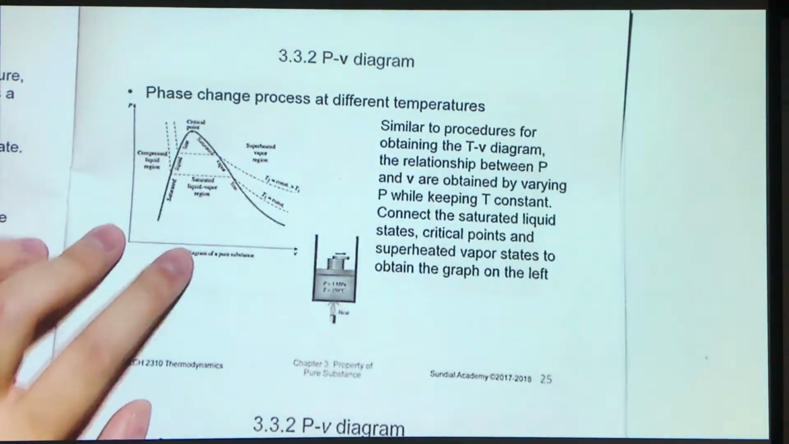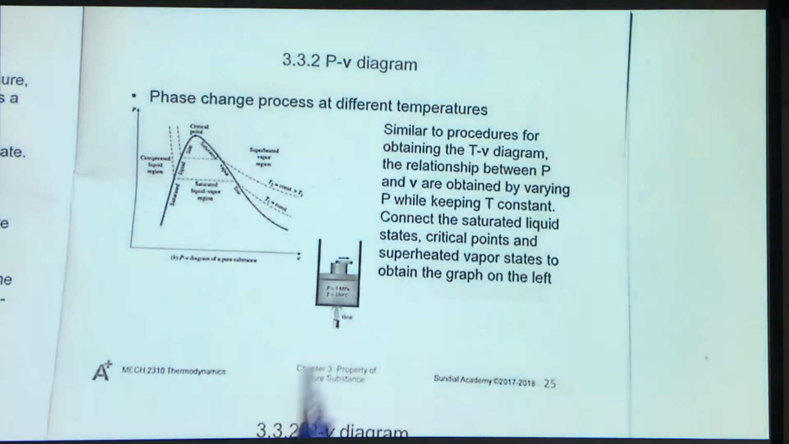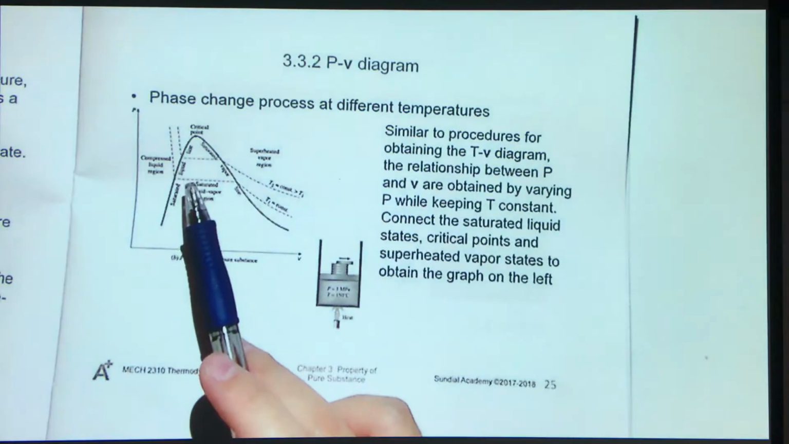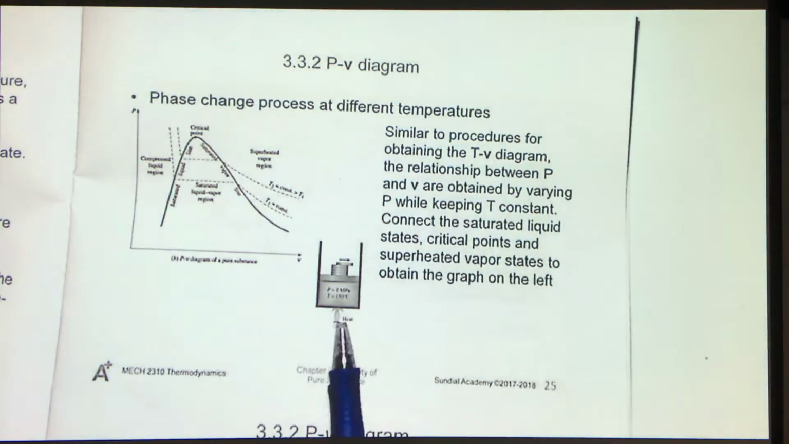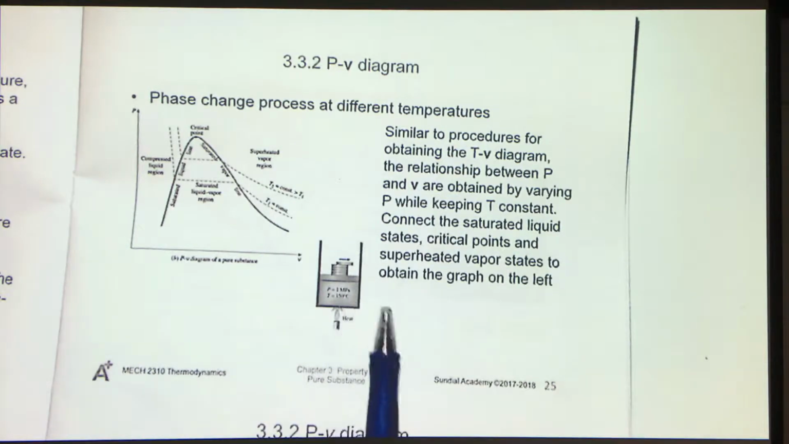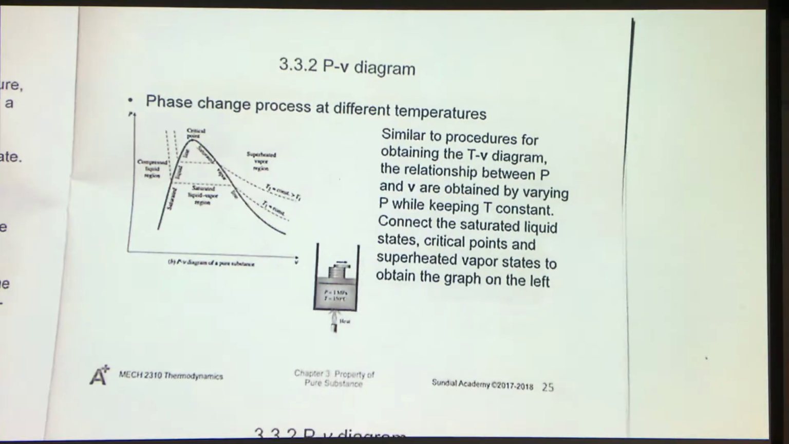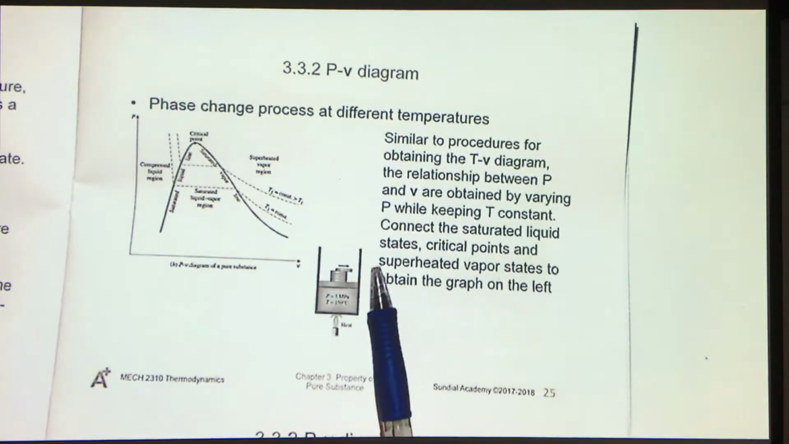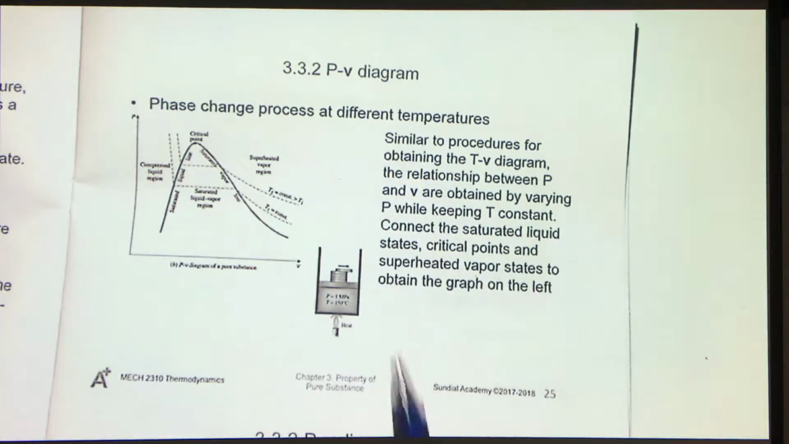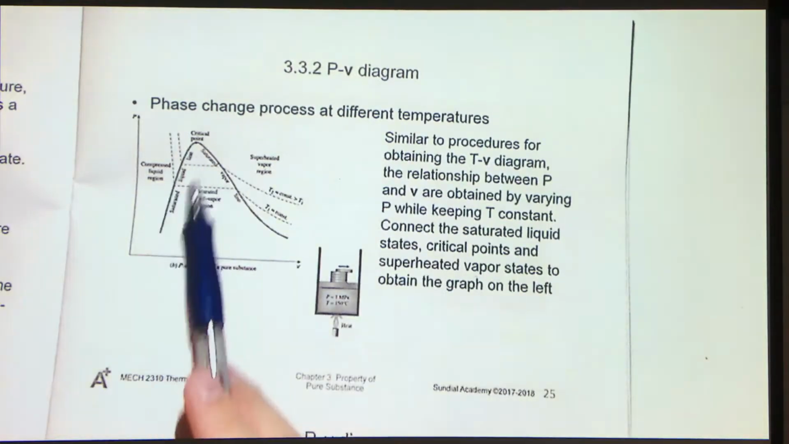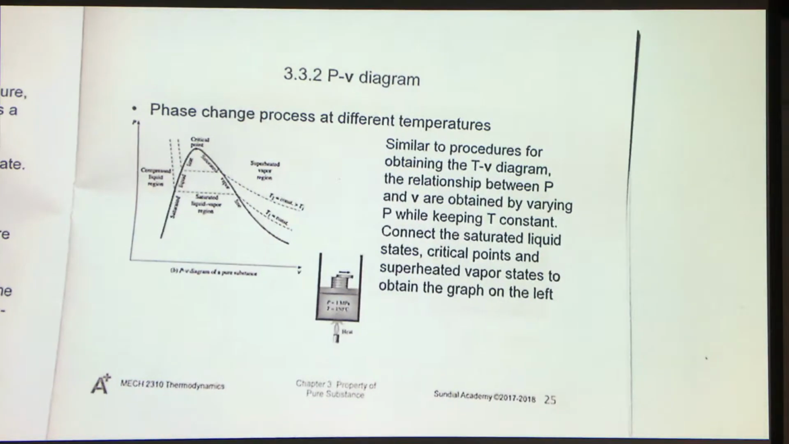This kind of P-v diagram or heating curve can be obtained by removing some of the weight that acts on the piston. It will decrease the pressure gradually, and then you can get a heating curve. So that's similar to the procedure for obtaining the T-v diagram. Here we keep the T constant, and we also connect the saturated liquid state, critical point and the saturated vapor state, so it will become a shape like this. This is also the saturation dome.